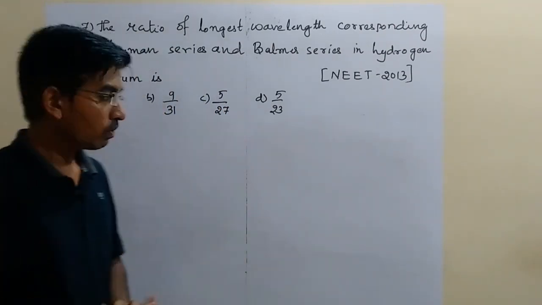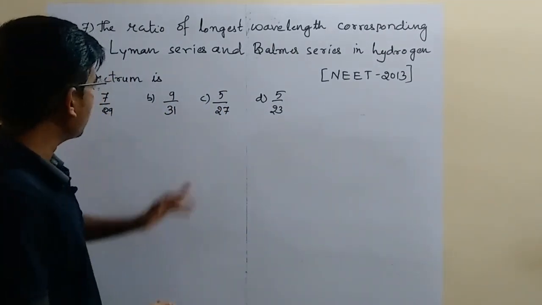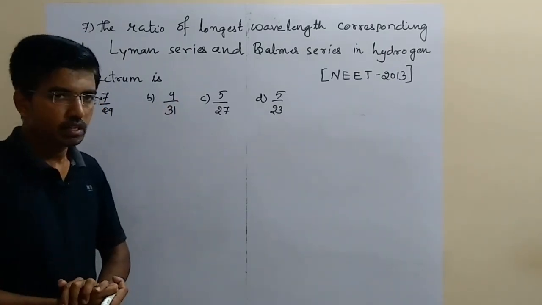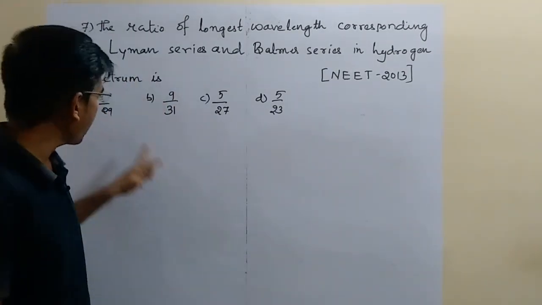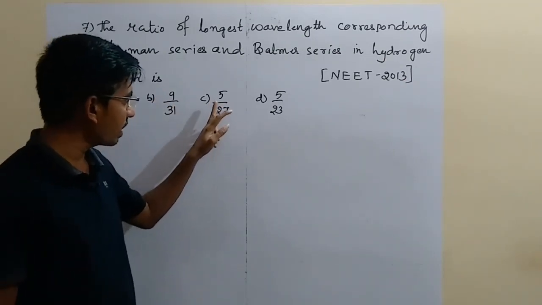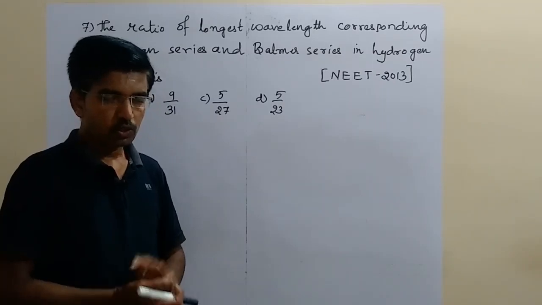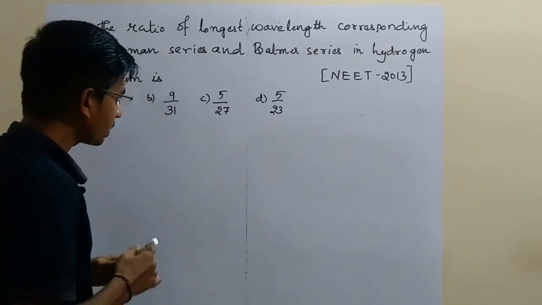So this is the next question, question number 7. The ratio of longest wavelength corresponding to Lyman series and Balmer series in hydrogen spectrum is. This question is from NEET 2013. They have given 4 options: option A 7 upon 29, option B 9 upon 31, option C 5 upon 27, option D 5 upon 23. This is a very simple as well as easy question. Let us start our solution.